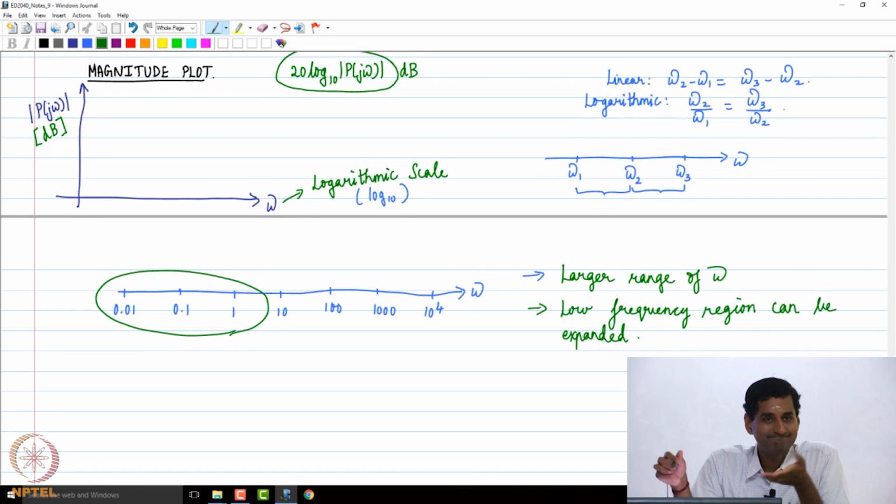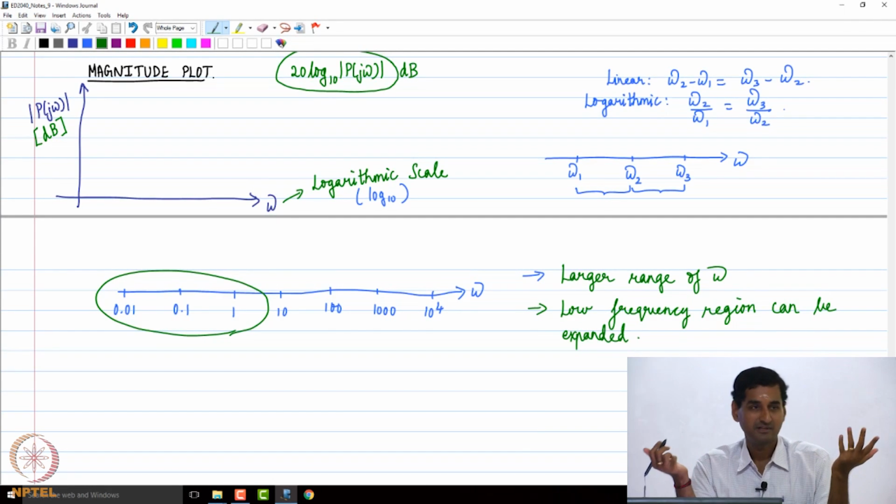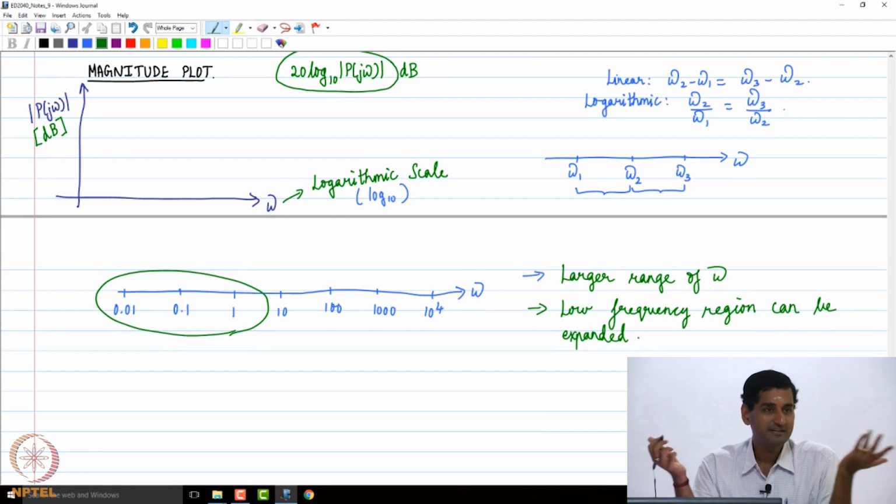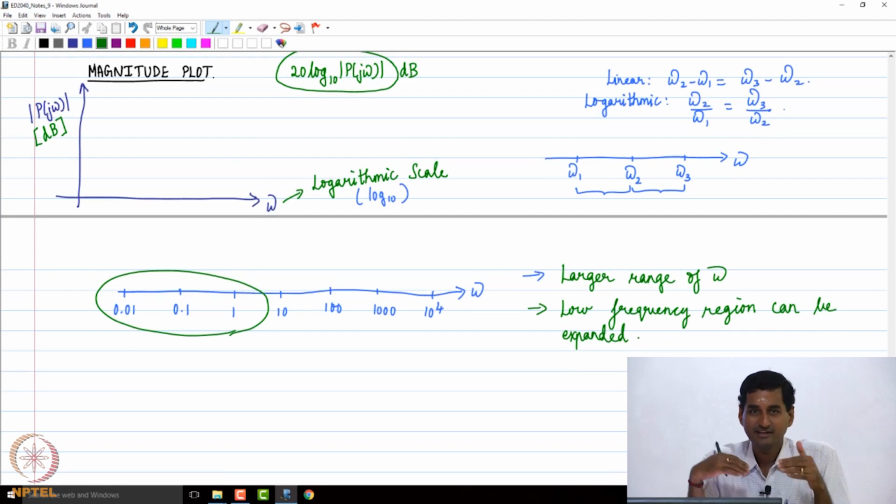Same reason, right, similar reasons would apply. So, I can cover a larger range of magnitudes in a finite scale, correct. See, the Planck transfer function can have a wide range of magnitudes. So, I can cover a larger range. I can focus on lower magnitude values also, right, that region is also going to be expanded.